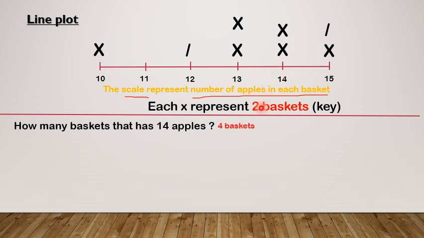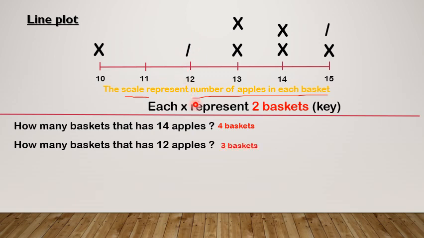Okay? Next question. How many baskets have 12 apples? So I will look here on the scale. Where is 12? Here is 12. How many baskets have 12 apples? I only have 1 dash, because this 1 dash represents only 1 basket.